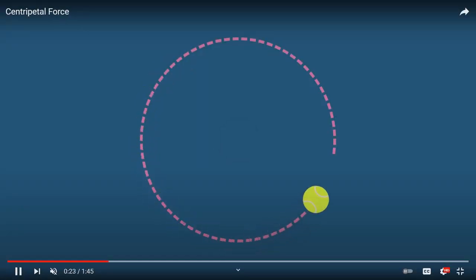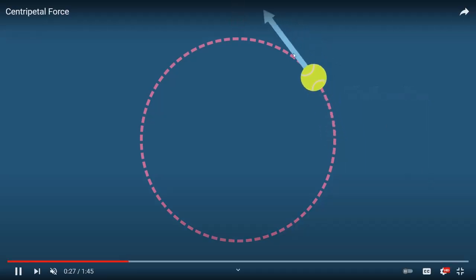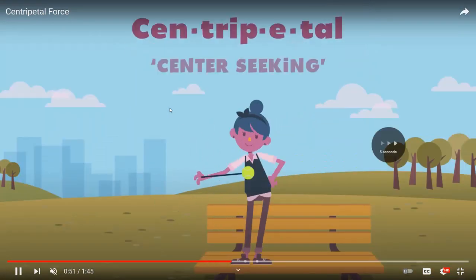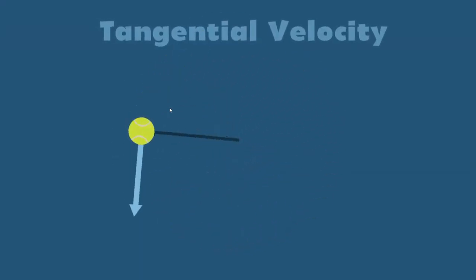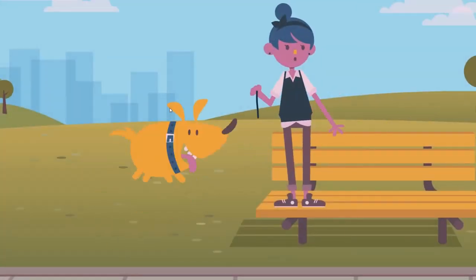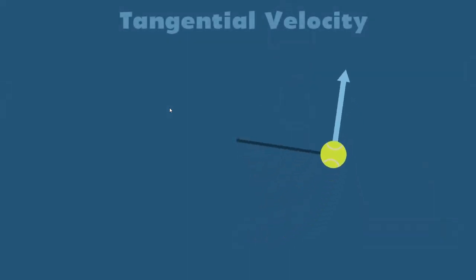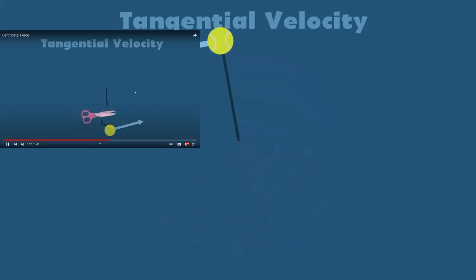This is an example of how an object travels in a circular path and shows that the velocity is always tangential to the circumference. The centripetal represents the concept of center seeking. That's the direction of the force. As you cut it, the force that supplies the centripetal force disappears, and the object will move in the tangential direction.